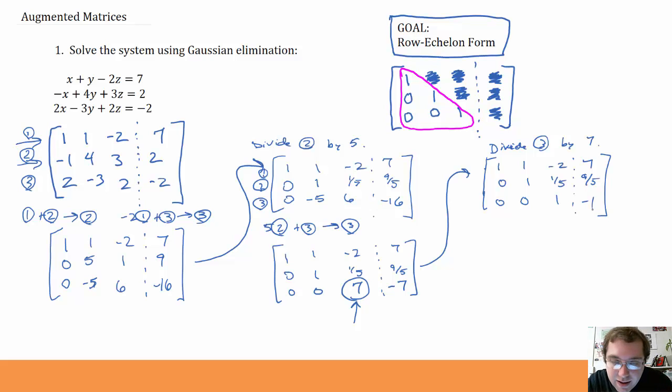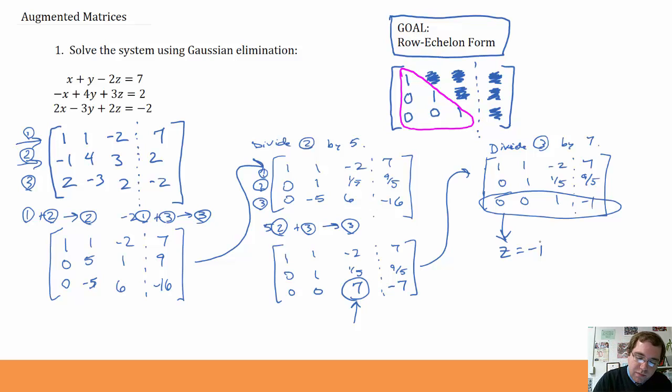Well, we now remember that these things really represent coefficients of the variables. So in that bottom row, what that's telling me is 0x plus 0y plus 1z equals negative 1. Or in other words, what the bottom row says is z equals negative 1. Hey, I found one of my 3 variables. How do I get the other ones? Well, I work up in my matrix.